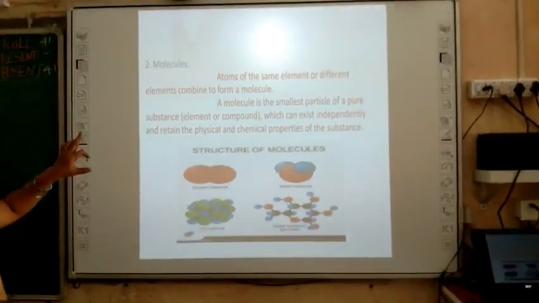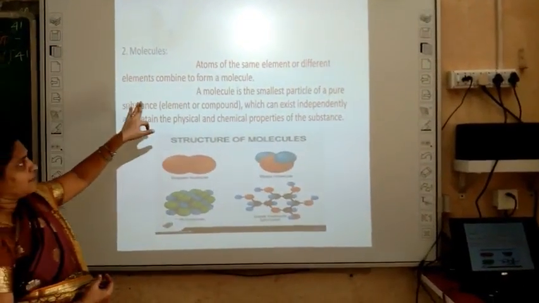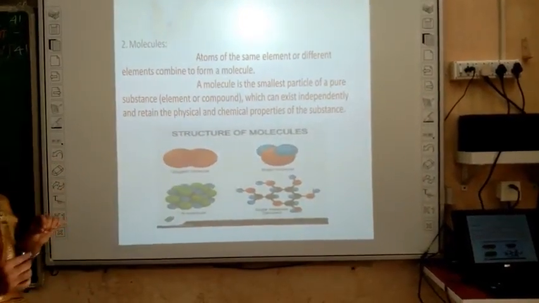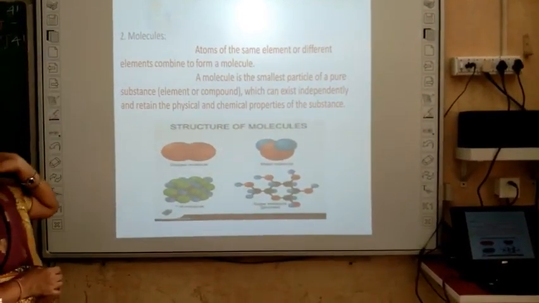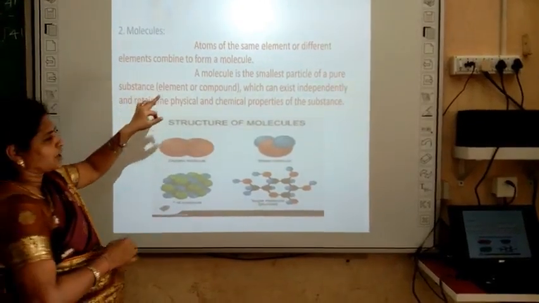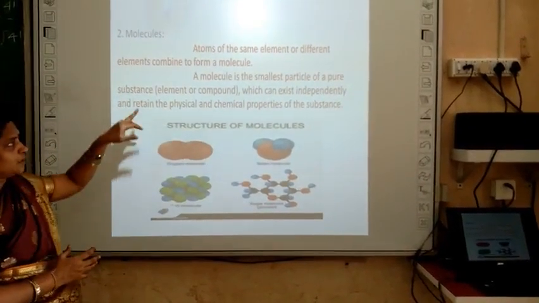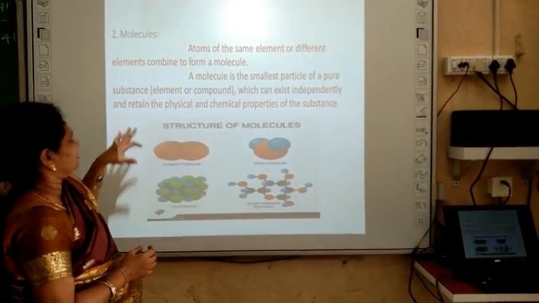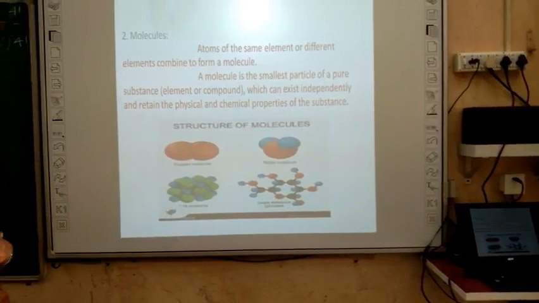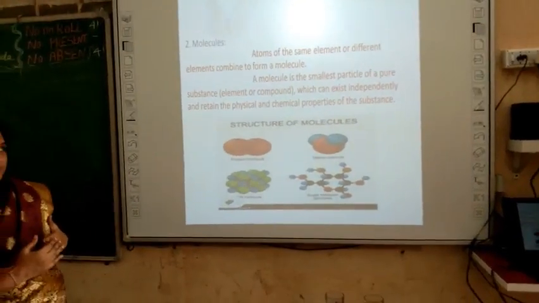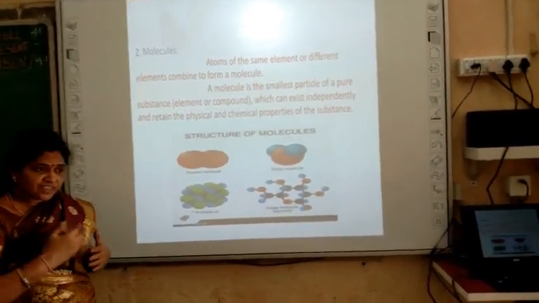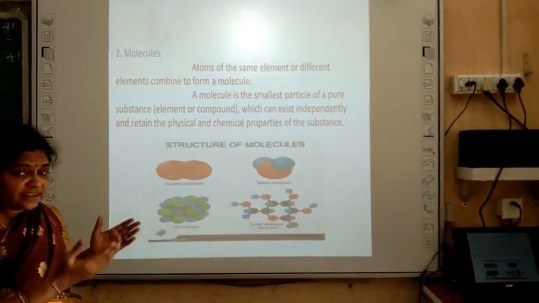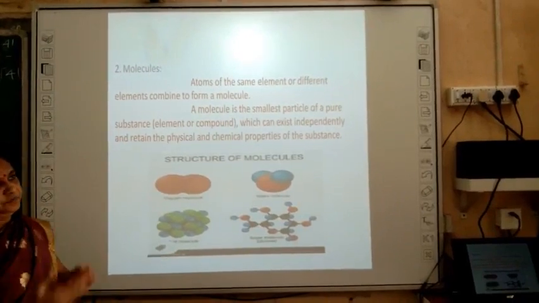Atoms of the same element or different elements combine to form a molecule. A molecule is the smallest particle of a pure substance. Pure means what? Without being combined with others. That is pure. An element or compound which can exist independently and retain the physical and chemical properties of the substance. One atom combined with another atom forms a new molecule that is entirely different from the atom.